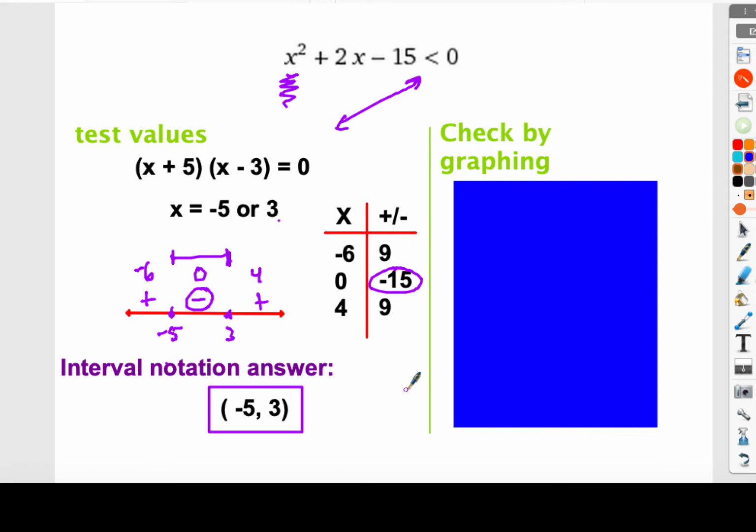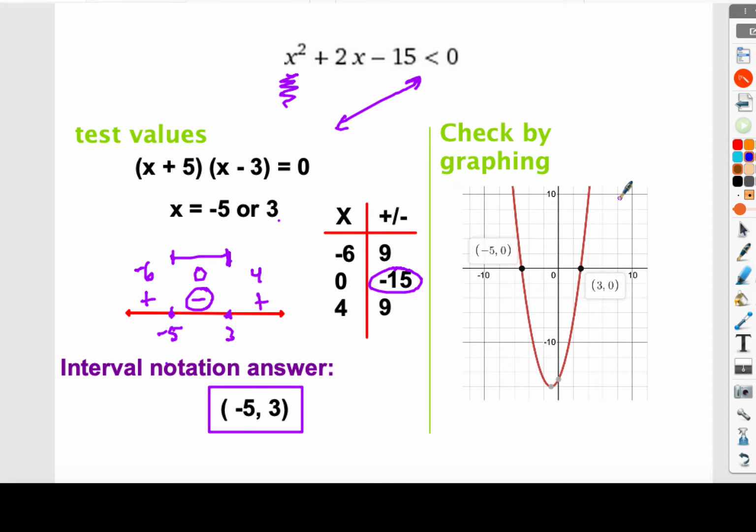Now, you can check your answer by graphing. If we actually graph this equation as though it was equal to y, I would get a graph like this over here at the right. And remember, we're looking for when our equation is less than 0. Well, here's my x-axis, and everywhere down below the axis has a y value less than 0. So everywhere between -5 and 3 is less than 0.